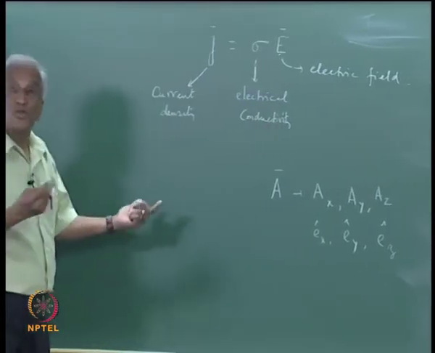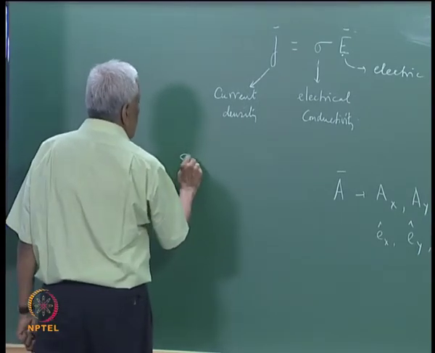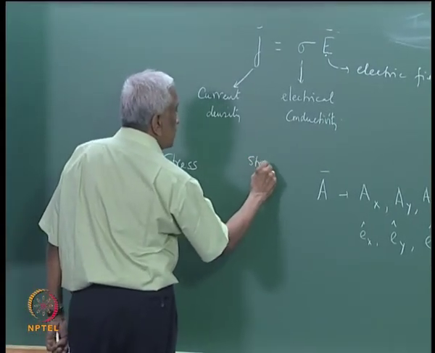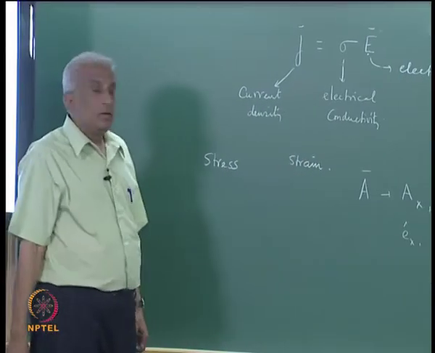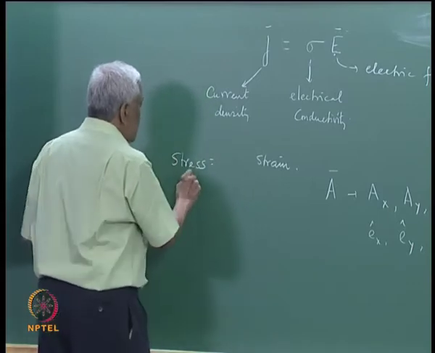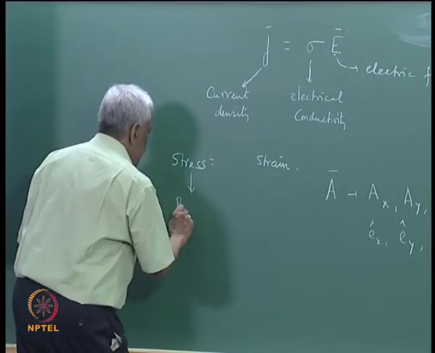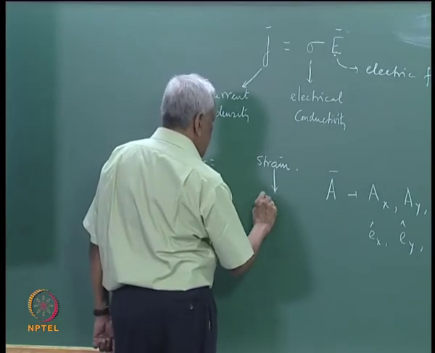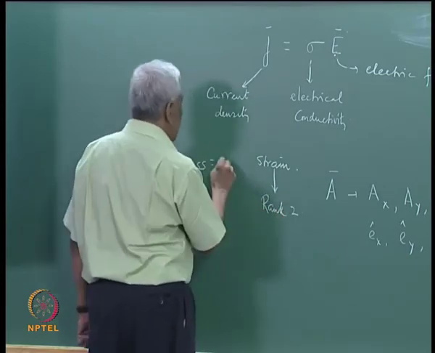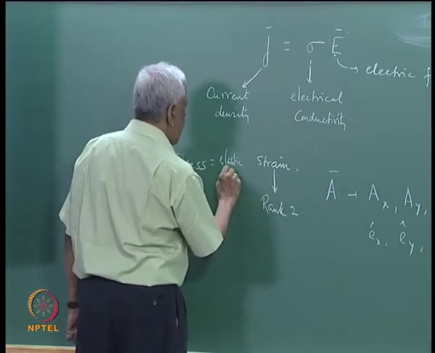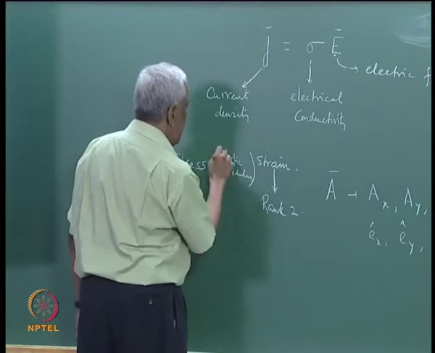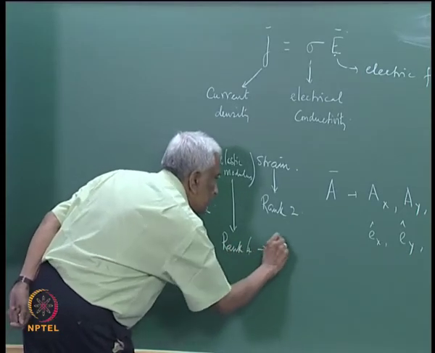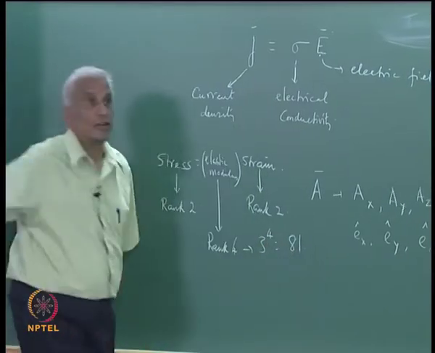For example, the elastic modulus, everyone knows, is given by a relation connecting the stress and the strain. The stress is a tensor of rank 2. A strain is also a tensor of rank 2. So, the elastic modulus is a tensor of rank 4, which means that it has 3 to the power 4, in general equal to 81 components.